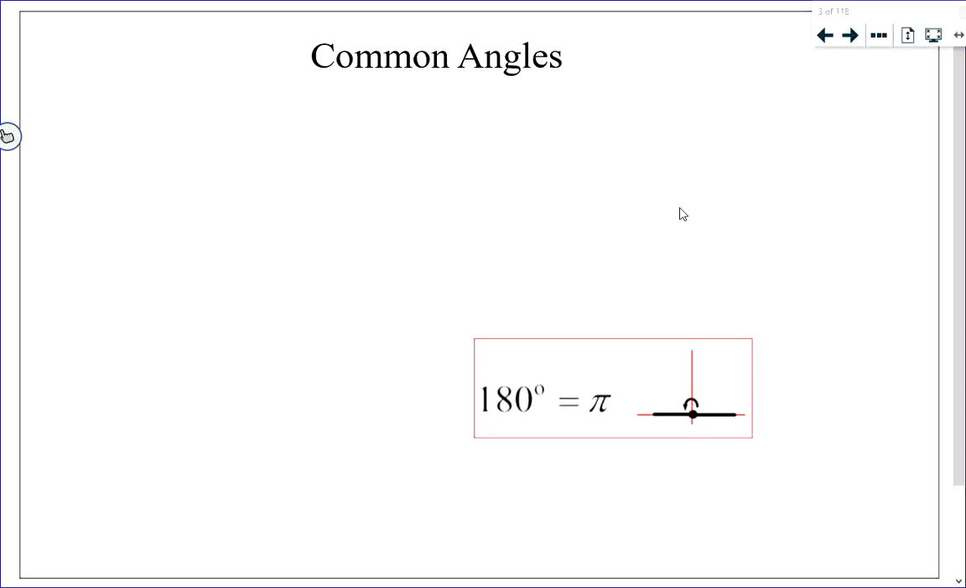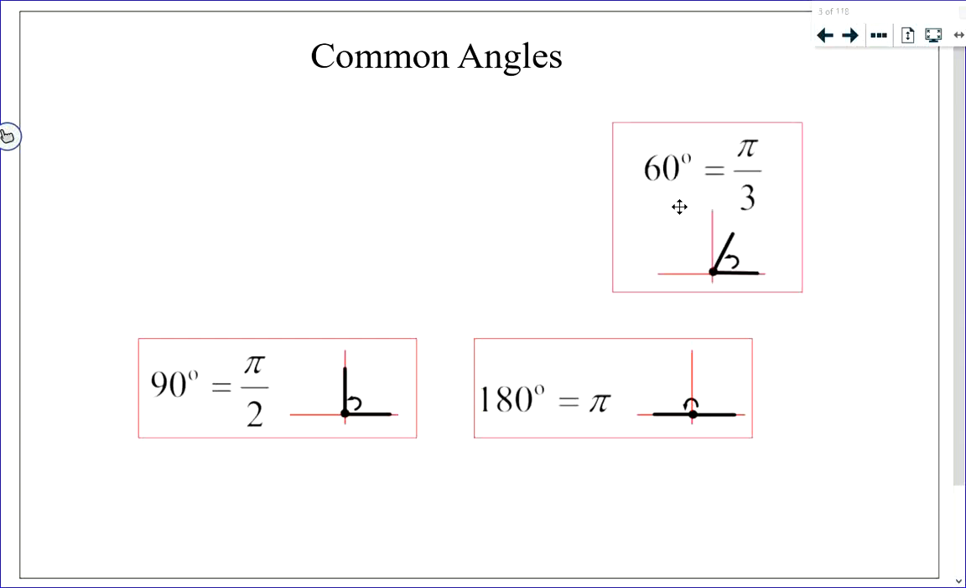Angles can be measured in degrees or radians. 180 degrees is the same thing as pi radians. Half of pi would be half of 180, so that means that 90 degrees is pi over 2. 60 degrees is only a third of 180, so pi over 3 is 60.